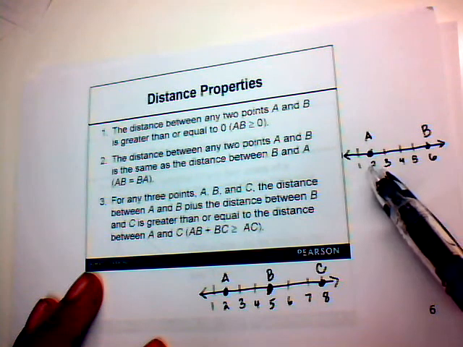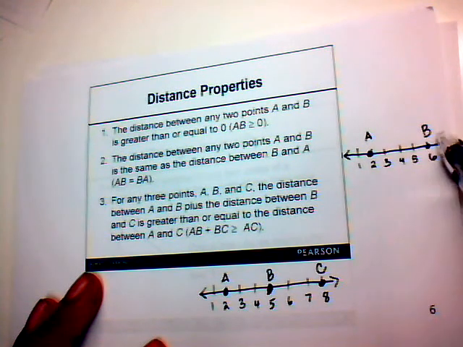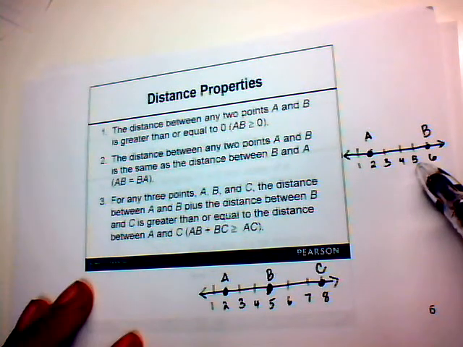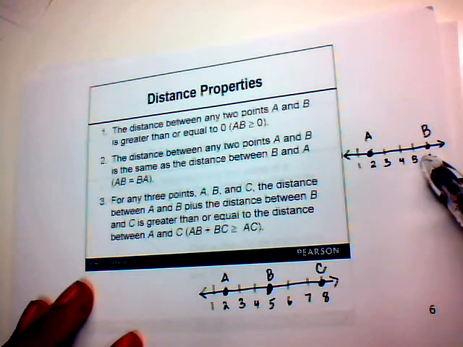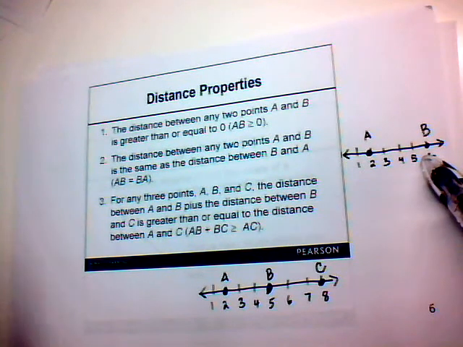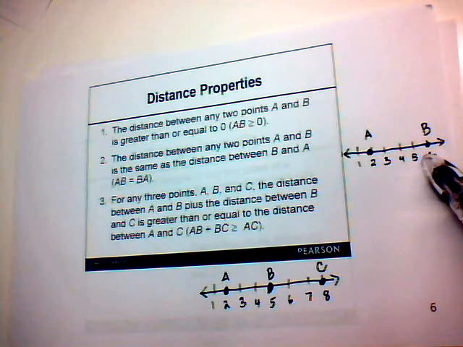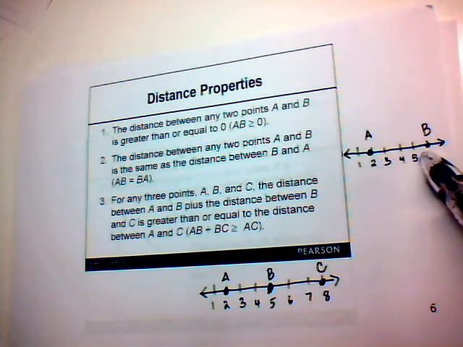Point A has the value of 2. Point B has the value of 6. Okay, the distance between those two is always going to be a number bigger than or equal to 0. So if I do from 2 to 6, that distance is 4, not negative 4. It's always greater than or equal to 0. Distance is never negative. So the distance from A to B is 4.